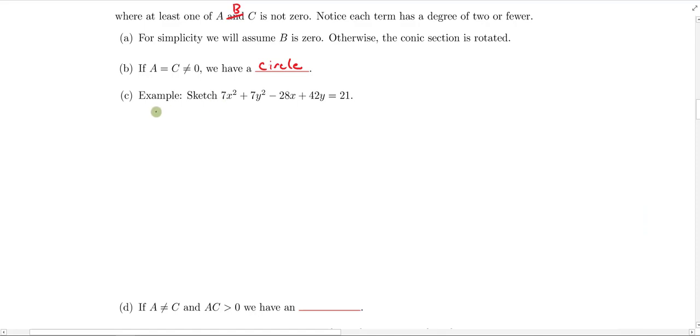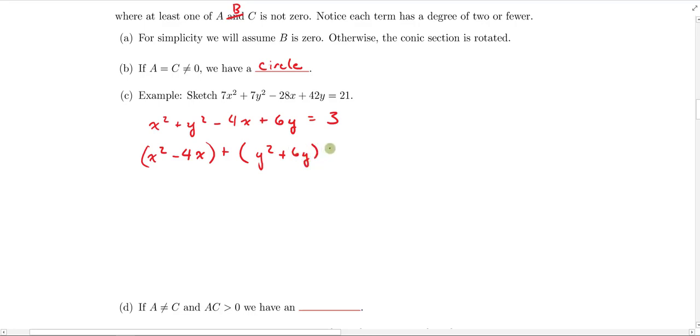So the first thing I'd like to do is divide each one of these terms through by the coefficient of 7. So I'm left with x squared plus y squared minus 4x plus 6y is equal to 3. And then I'm going to collect together the x terms here. So we'd have x squared minus 4x, and I'm going to group those together, plus y squared plus 6y, and I'll group together those two y terms. And if I had a constant term over here, I would take it over to the other side.